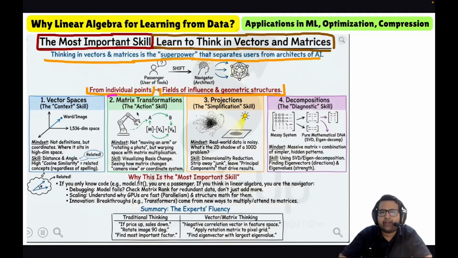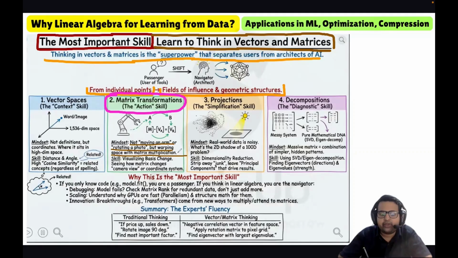Thinking in terms of matrix transformations, the action skill. Matrix transformation is the action skill. In robotics and computer vision, experts don't think about moving an arm or rotating a photo. They think about warping space. A robot arm moving from point A to point B is just a series of matrix multiplications. So if we think in terms of matrix transformation, any operation, any action, we treat it like a series of matrix operations.